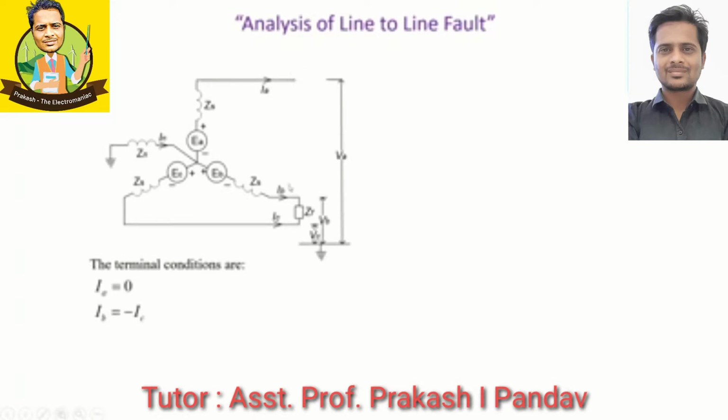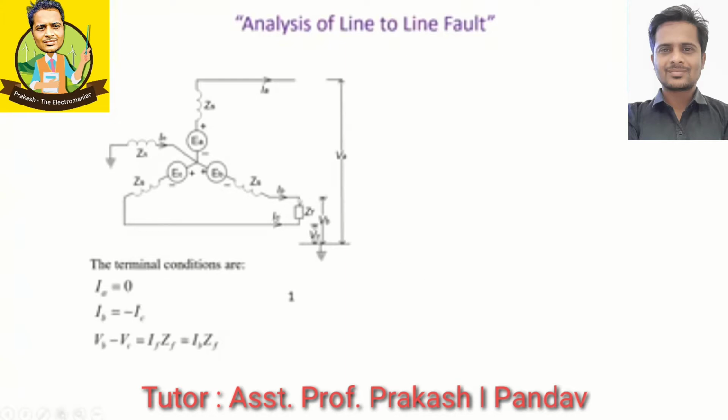and IB is equal to minus IC, because whatever current is flowing from the B phase, the same current is returning from the C phase. The conventional direction of the B phase and C phase currents is coming out of the generator. So here the C phase current is entering the generator, hence we consider it as minus IC. So IB is equal to minus IC, and this is equation number 1.